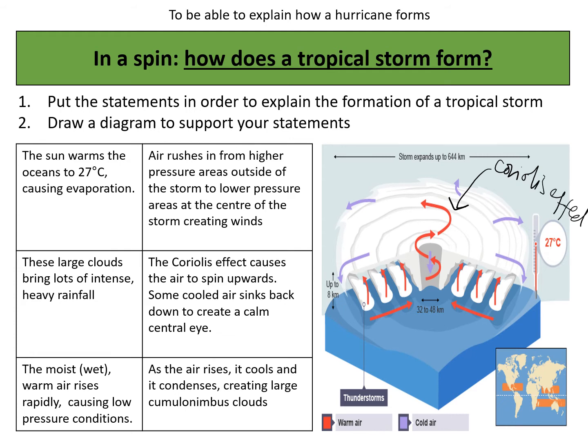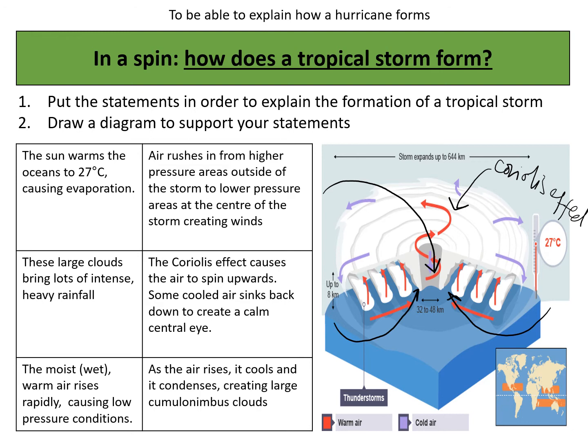And then we have that colder air rushing in from outside of the tropical storm. So this is our high pressurized air, which is then sinking back down and creating that gap, that eye in the middle of the storm, which then allows this low pressurized air to kind of go back in again, and then that will fuel the storm more.